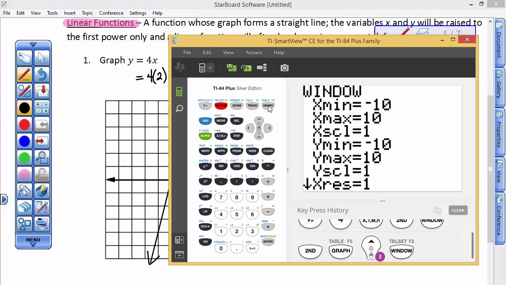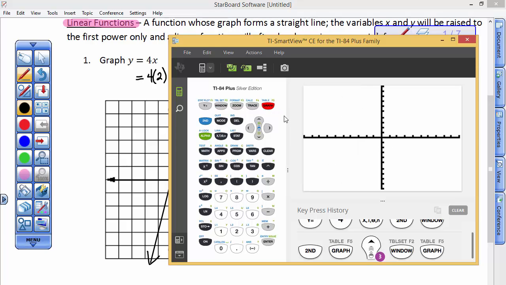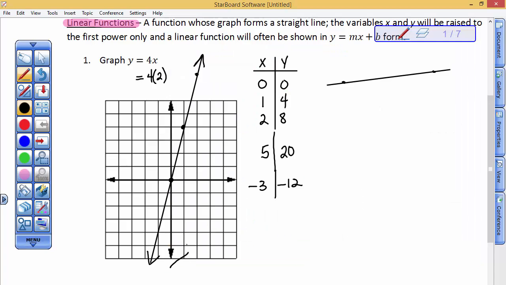So let's see if I can shrink this down a little bit. Try it with my other mouse.